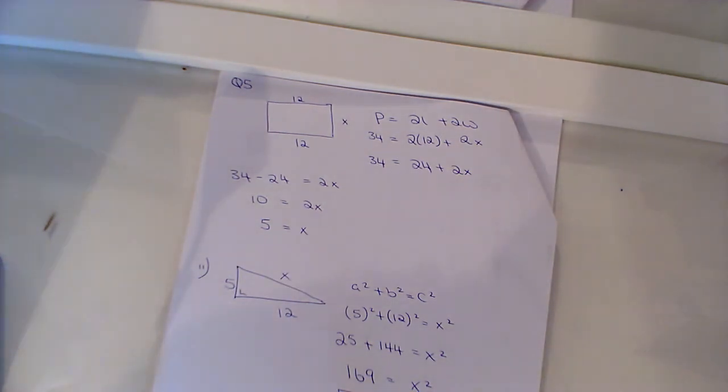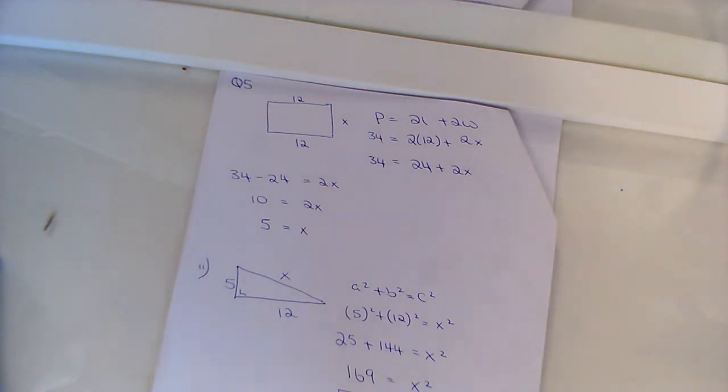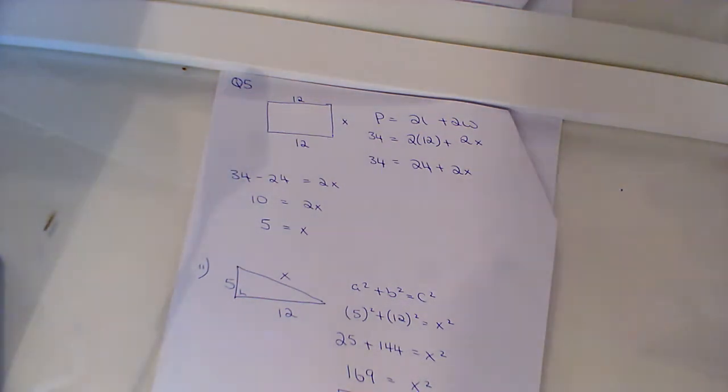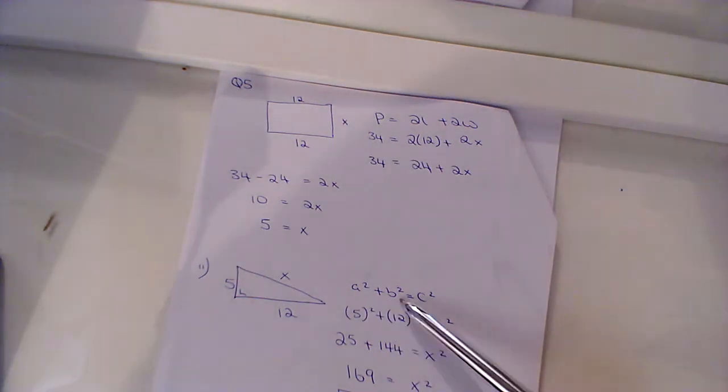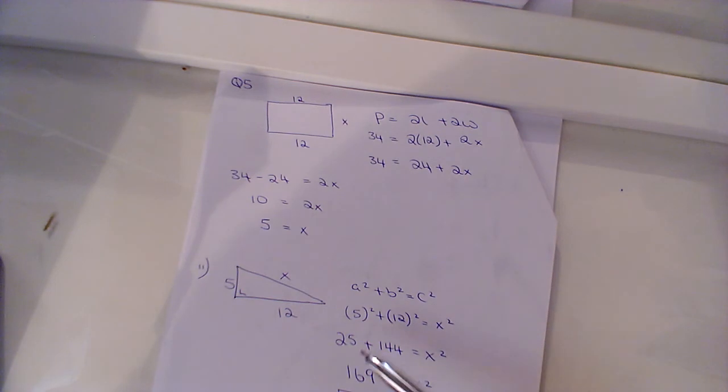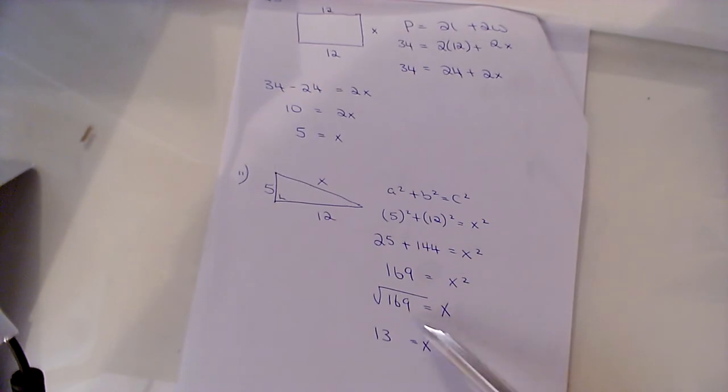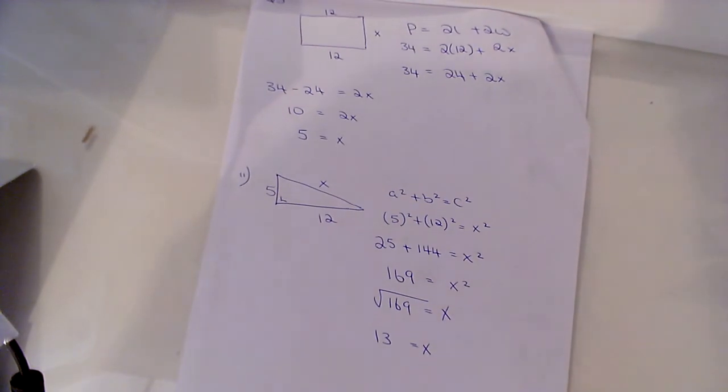Okay, so I'll then have my right angle triangle because I'm asked to find the length of its diagonal, so I have a squared plus b squared is equal to c squared, so I'll have then my 5 squared plus my 12 squared is equal to x squared, 25 plus 144 is equal to x squared, 169 is equal to x squared, and then I'll have the square root of 169 is equal to x, and I get x is equal to 13.